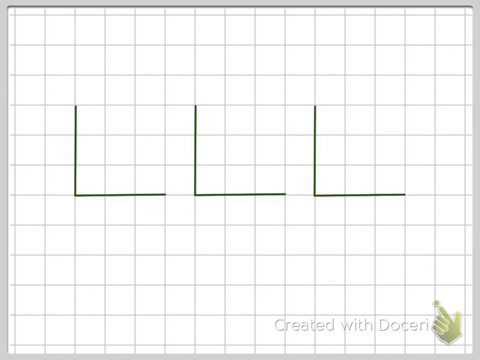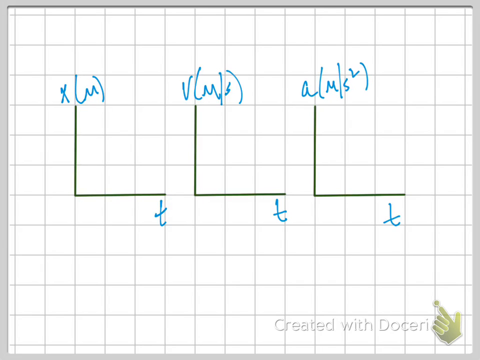All right, so if we look at three graphs and we plot position versus time, and velocity versus time, and acceleration versus time, we know the units for position are meters. For velocity, it's meters per second, and for acceleration, it's meters per second squared. So we can just put some sort of lines on here.